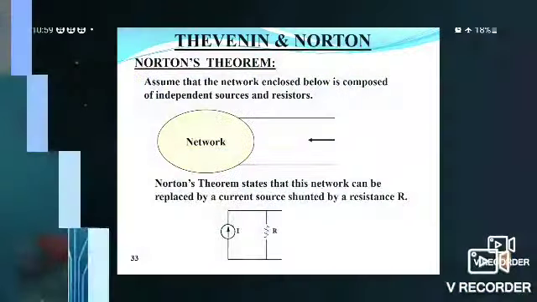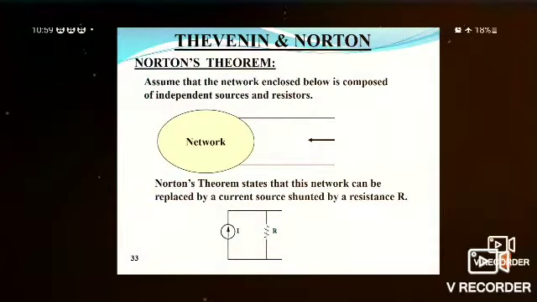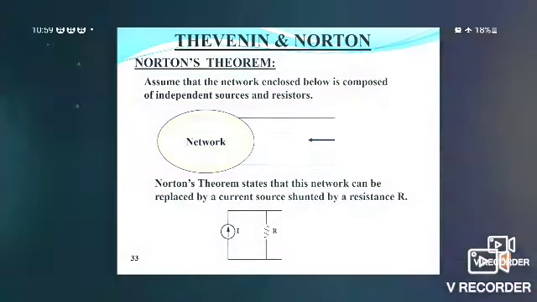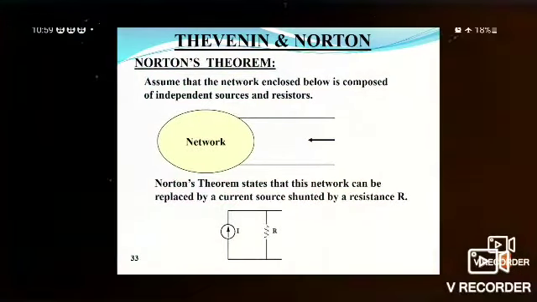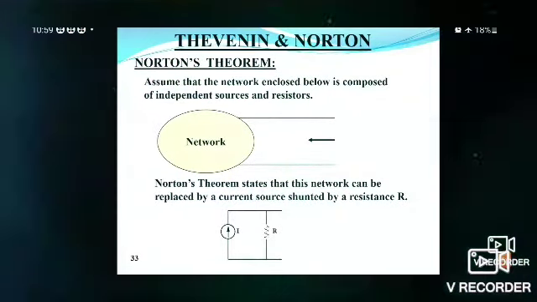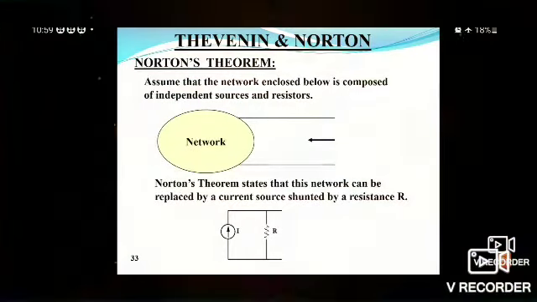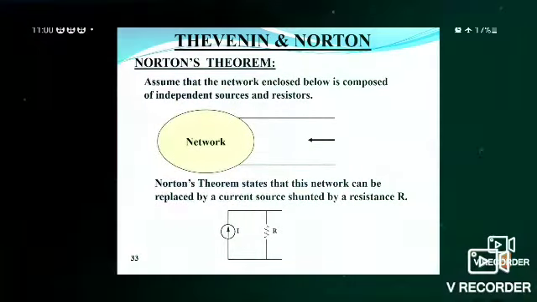Dear students, in the last class we discussed Thevenin's theorem. In today's class we are going to discuss Norton's theorem. Assume that the network enclosed below is composed of independent sources and resistors. Imagine that the network has a large number of resistors and independent sources. So we have to reduce the circuit by using Norton's theorem.